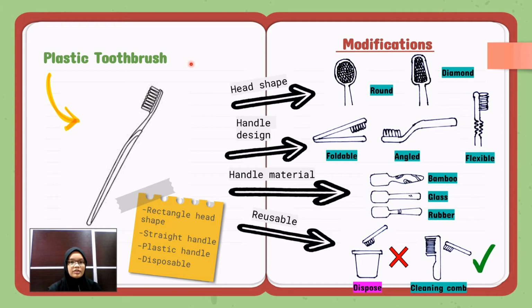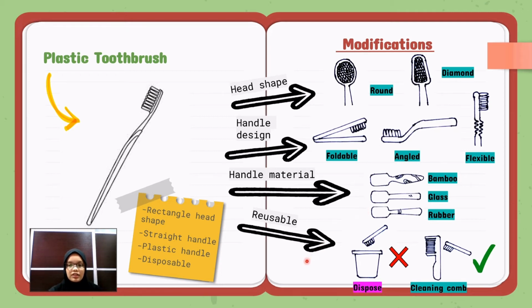So let's look at the illustration. Here is the plastic toothbrush, which has a rectangle head shape and a straight handle, which is made from plastic and can be disposed. To modify the head shape, we can replace it with the round shape or diamond shape. For the handle design, we can choose to make it foldable, angle, or flexible. Next, the handle material, we can choose whether to replace the plastic with bamboo, glass, or rubber.